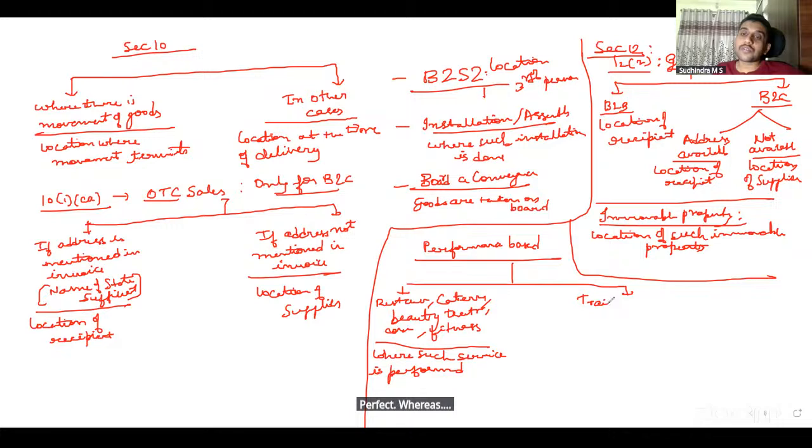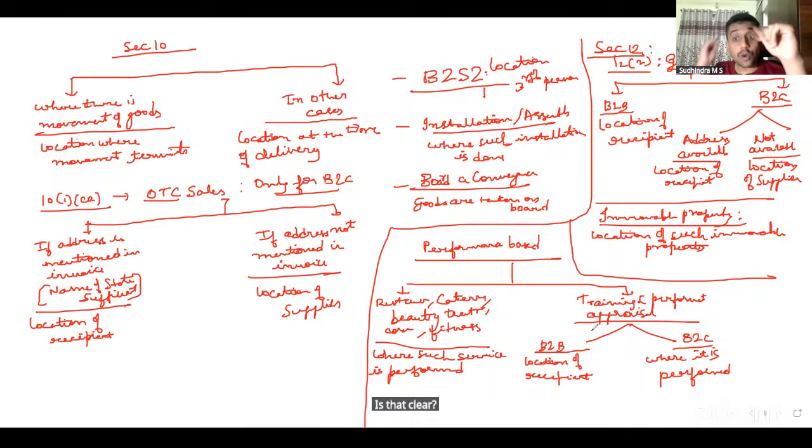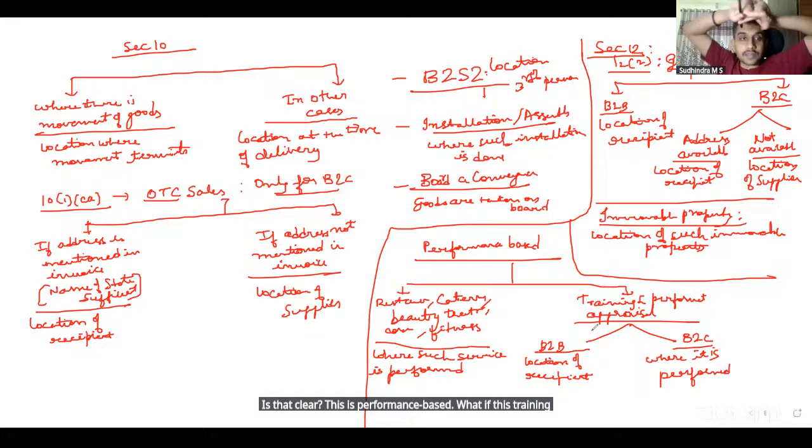Whereas in case of training and performance appraisal, we have to check whether it is B2B or B2C. If it is B2B, location of recipient. Whereas in case of B2C, where it is actually performed, the location where such service is performed. Is that clear? This is performance based. What if this training or performance appraisal is done outside India?